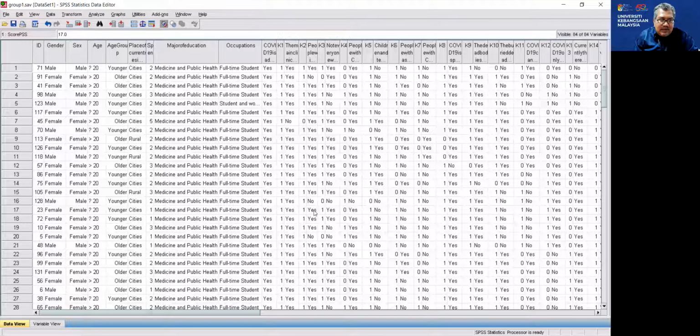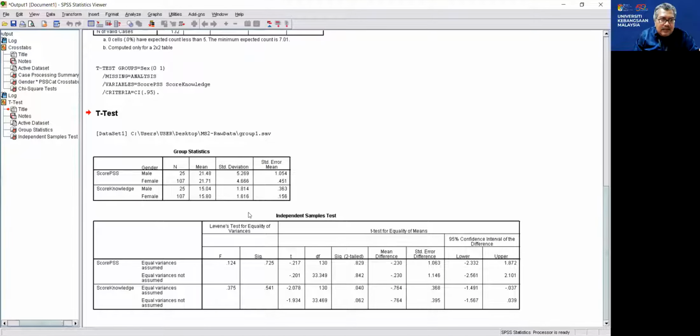Okay. So now we have the output. The output looks like this. You can see here the score of the stress. The boys and the girls are not much different. 21.48, 21.71. They are about the same. So it is proven because you can see the p-value is not significant. It is 0.829. So it is larger than 0.05. Therefore, it is not significant.